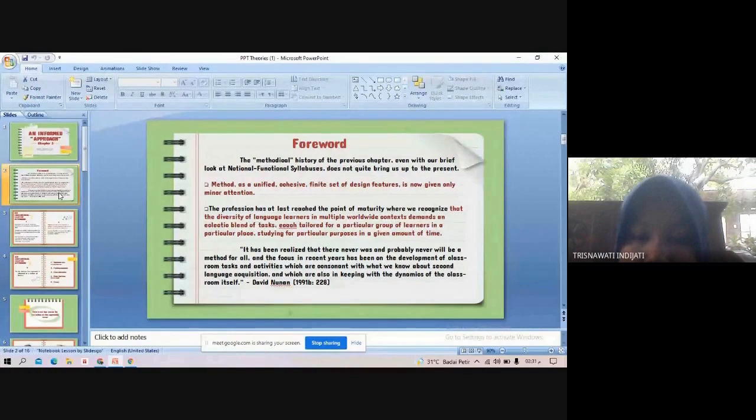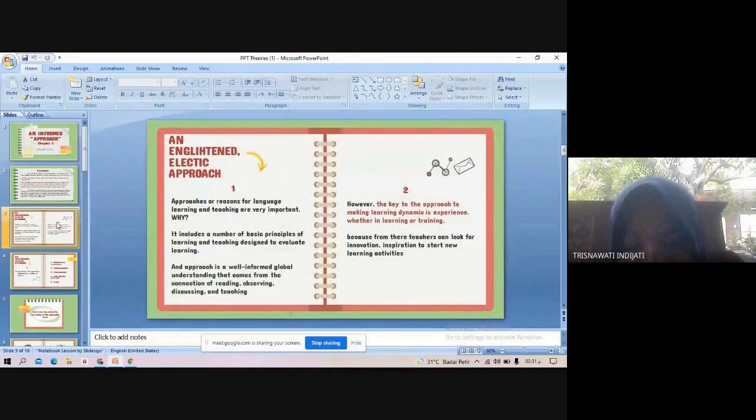Slide 3. An inclined eclectic approach. 1. Approaches or reasons for language learning and teaching are very important. Why? Jadi pendekatan atau alasan pembelajaran itu sangat penting. Kenapa? It includes a number of basic principles of learning and teaching designed to evaluate learning. Jadi dirancang untuk mengevaluasi pembelajaran itu sendiri.